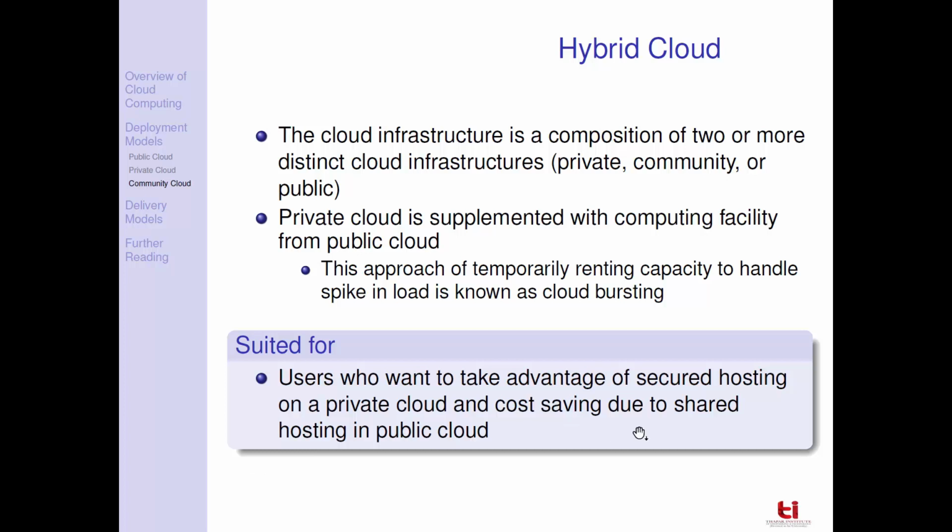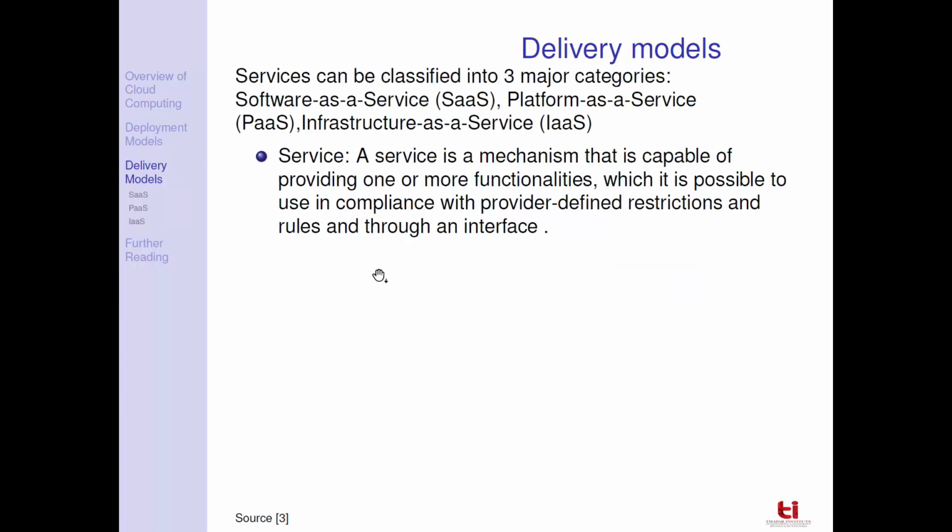And we have also seen the suitability of each of these deployment models. Now let us look at the delivery models of cloud computing. There are 3 major categories of delivery model. So service can be broadly classified into software as a service, platform as a service, and infrastructure as a service. Let us look at some definitions before looking at these 3 delivery models in detail.